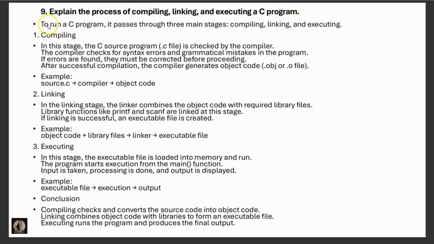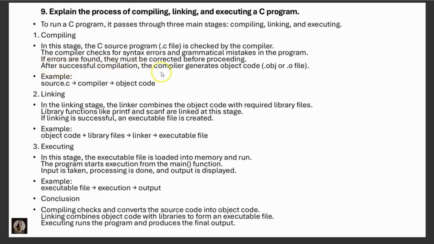Let us move to the next question, that is: explain the process of compiling, linking and executing a C program. To run a C program, it passes through three main stages, that is compiling, linking and executing. Let us understand in detail. Compiling means in this stage, the C source program, that is the C file, is checked by the compiler. The compiler checks the syntax errors and grammatical mistakes in the program. If any error is found, it must be corrected before proceeding to the further step.